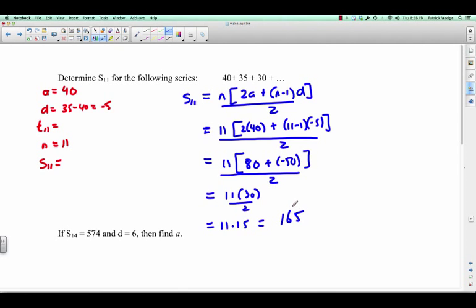165. At first, you might think that answer doesn't look correct. I mean, if you add these together, you've got 40 plus 35 is 75, plus another 30 is 105. We still have 8 more numbers to go, and we're only going up to 165. But remember, these numbers are getting smaller and smaller and smaller. They're going to get down to the negatives, and that's why the number's not going to go quite as big as you think it might go.